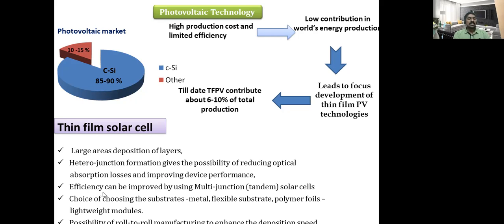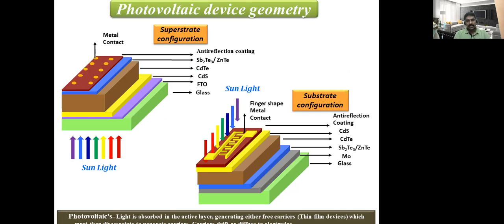So there are some advantages of thin film solar cells. They are used for large-area deposition of the layer. Heterojunction formation gives the possibility to reduce optical absorption losses, which improves device performance. Efficiency can be improved by using multi-junction solar cells. There is a choice of substrate, like metal, flexible substrate, and polymer foils for a lightweight module, as well as the possibility of roll-to-roll manufacturing to enhance the deposition speed.